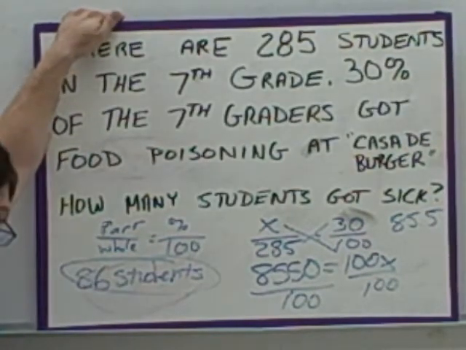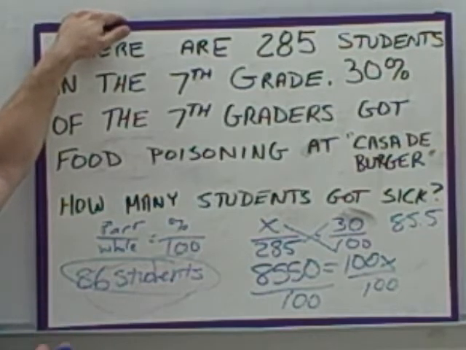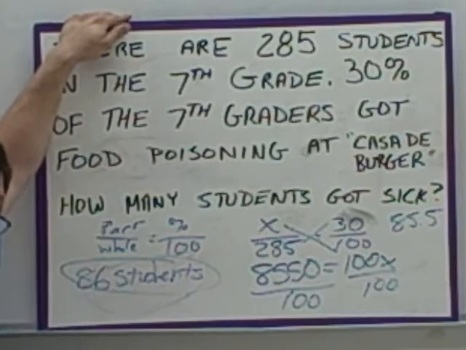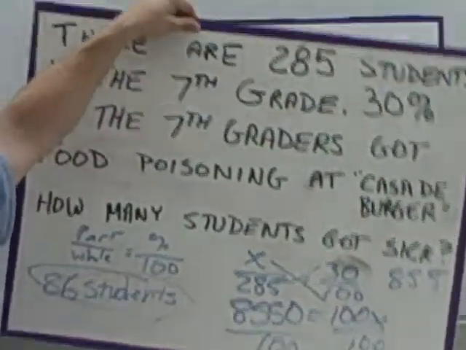Now I know I've told you in the past, show at least 2 decimal places, but you can't have a decimal part of a person, so it doesn't make sense to have decimals in the answer in this particular case.